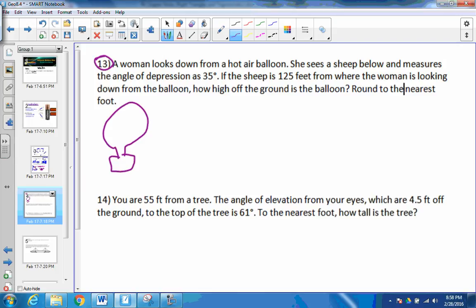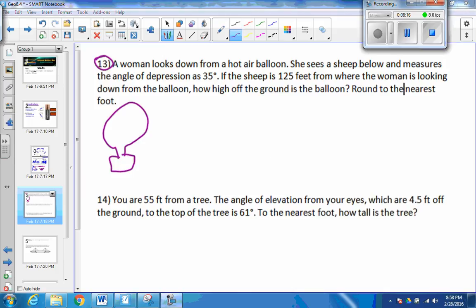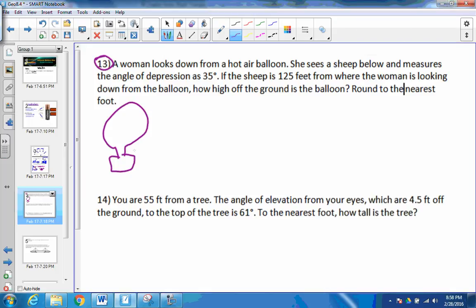She sees a sheep below and measures the angle of depression. That's impressive that she can measure the angle of depression, first of all. But if she's here, her viewpoint is going across. So you look at this woman, she's up here. This is her horizontal line. The measure of depression is the angle below that horizontal line. So if this is our sheep down here, I don't know how to draw a sheep. But the angle of depression would be this angle from here to here. This one is 35 degrees.